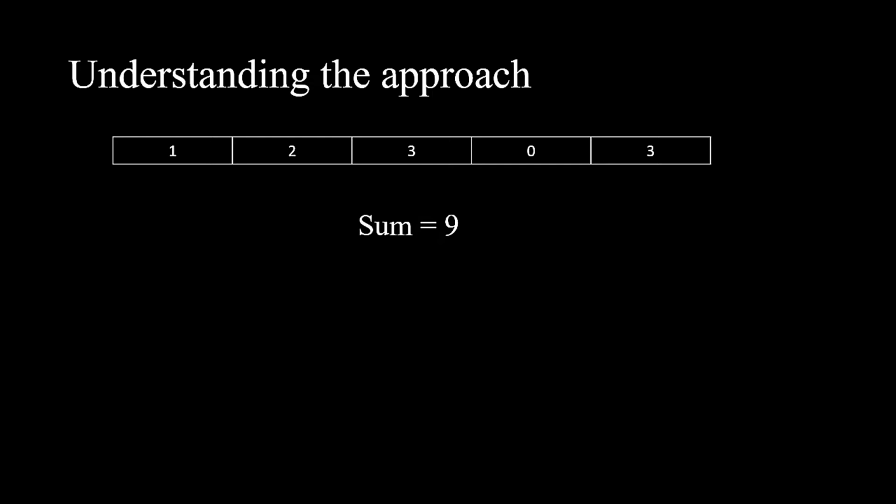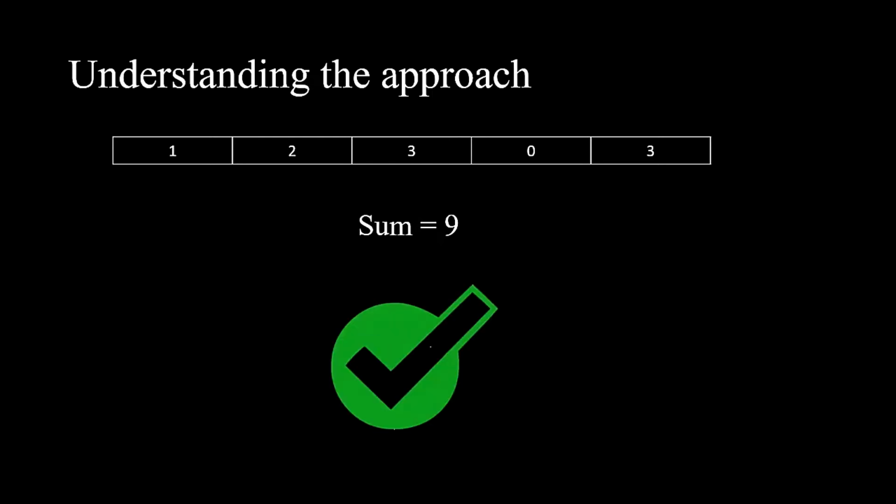For that, basically you need to calculate the sum of all the elements and divide it by 3. If that is divisible by 3, then basically you can make a partition of it. So in this scenario, we are good to go with this array.